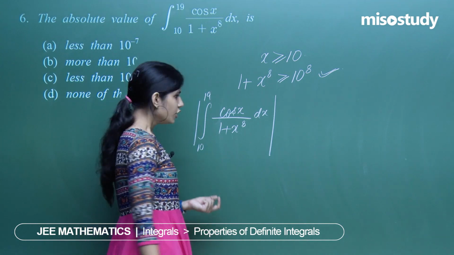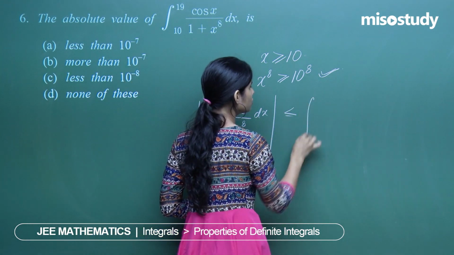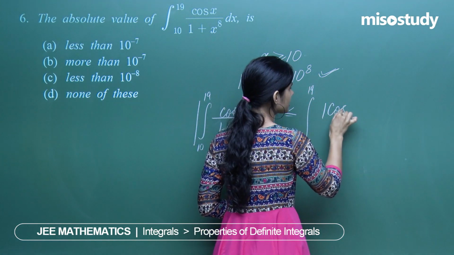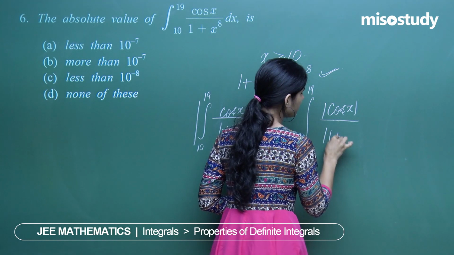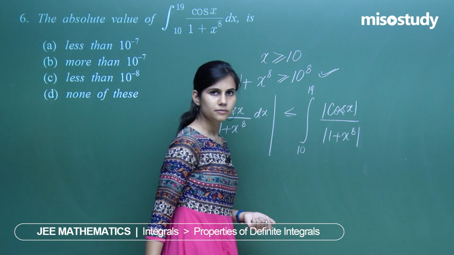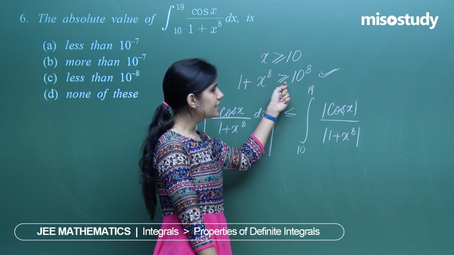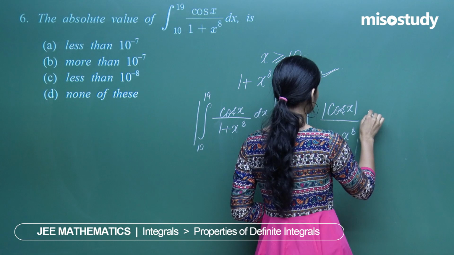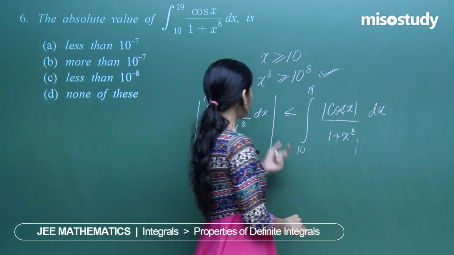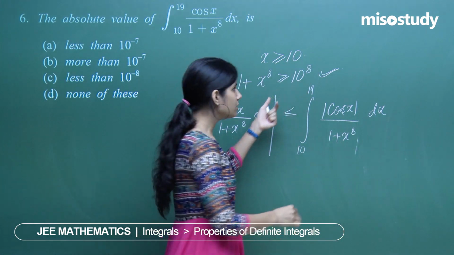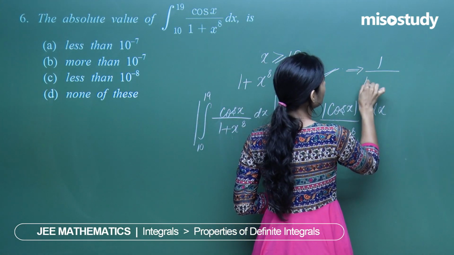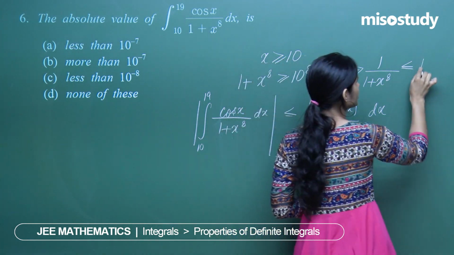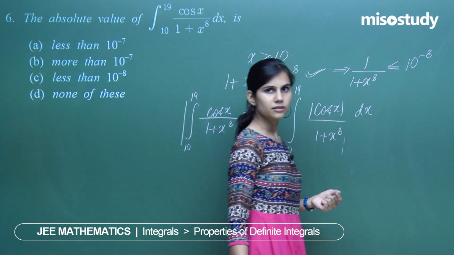You know that mod of the integral is less than or equal to the integral of the mod of cos x upon mod of 1 plus x to the power 8. But 1 plus x to the power 8 is already positive, so there is no need to put this mod sign. So this dx. Now 1 plus x to the power 8 is greater than or equal to 10 to the power 8, which implies 1 upon 1 plus x to the power 8 is less than or equal to 1 upon 10 to the power 8, which is 10 to the power minus 8.